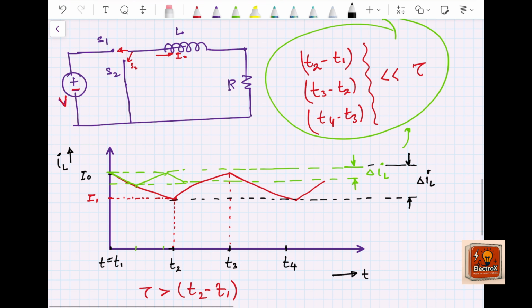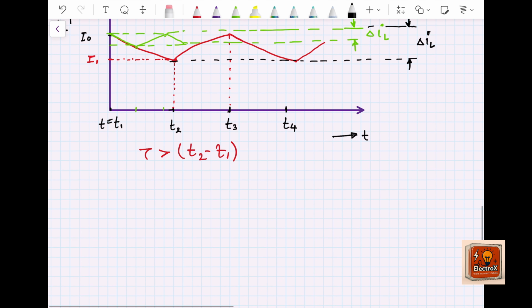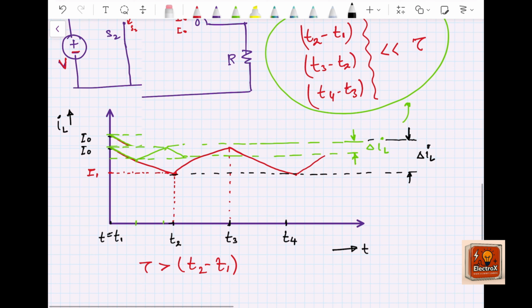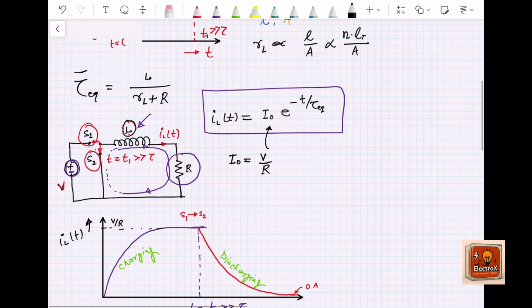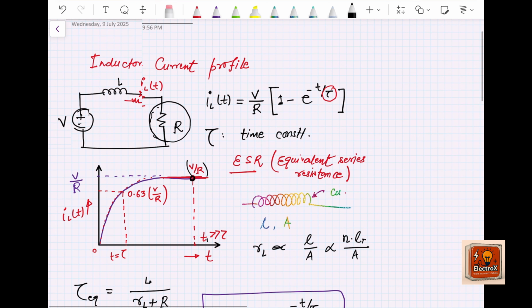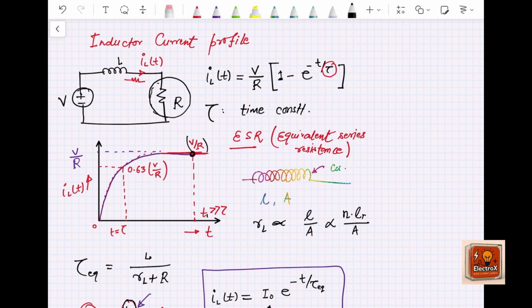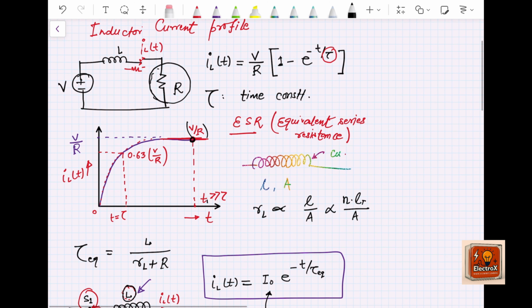So these are the basic characteristics of the inductor current profile, and based on that we can understand the behavior of the inductor. We will be using this concept to understand the circuit analysis and behavior of the buck converter first, and after that we will see the same for the boost converter.